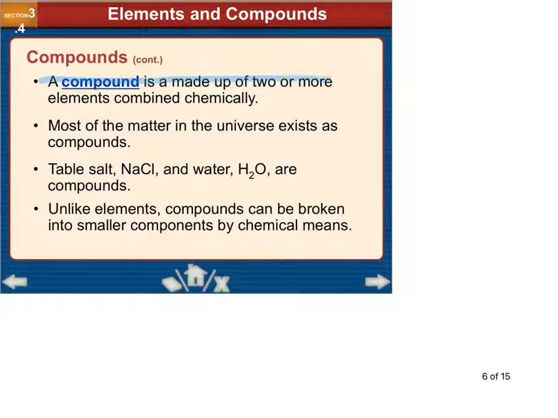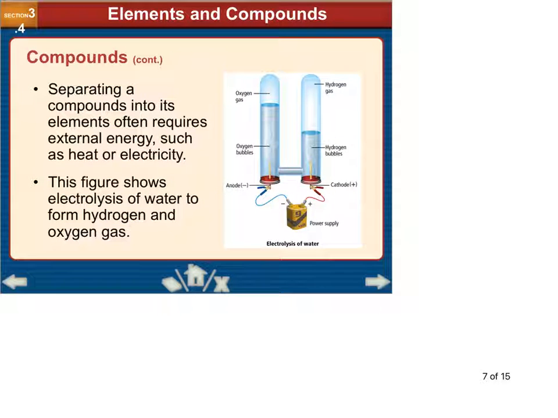Compound, made up of 2 or more elements combined chemically. Most of the matter in the universe is compounds. And common compounds, table salt and water, NaCl, H2O. Compounds can be broken down into smaller components by chemical means. Sometimes you can pass electricity through something like water. Causes it to break down into hydrogen and oxygen. Process called electrolysis, illustrated here.